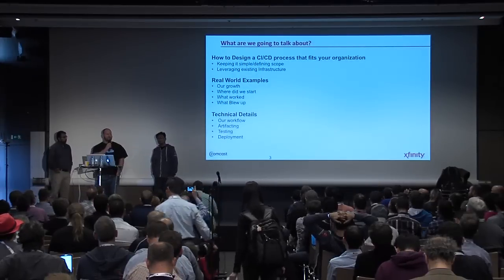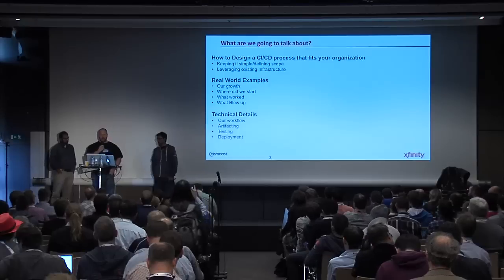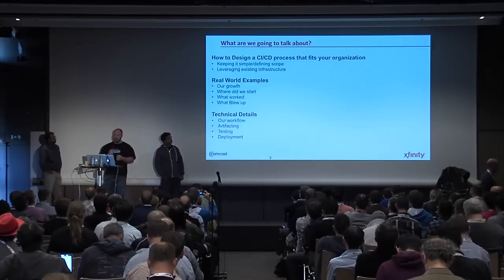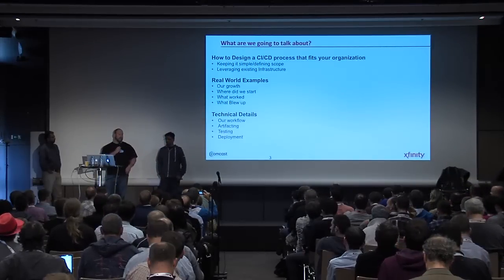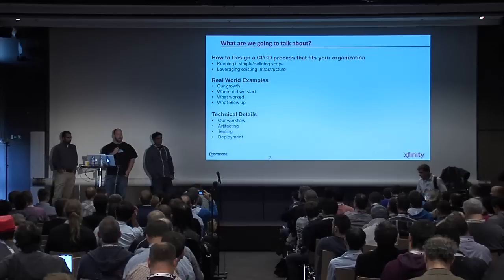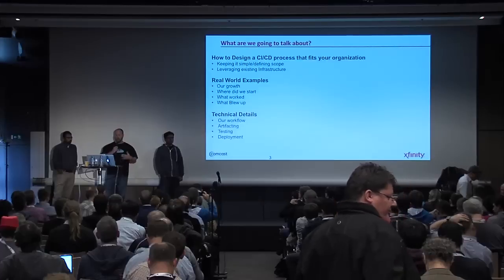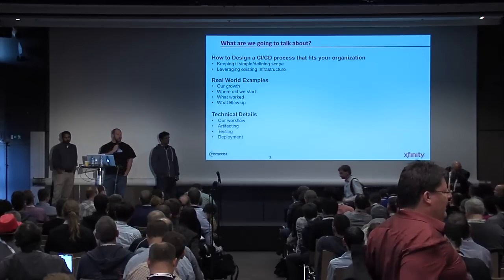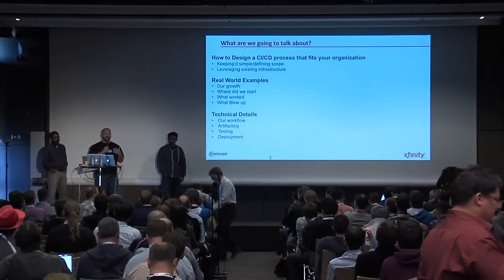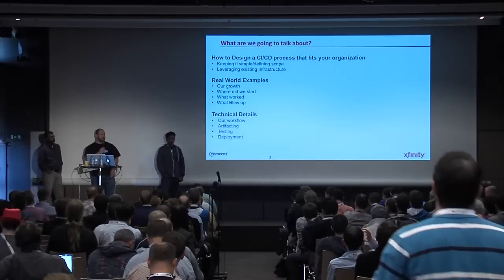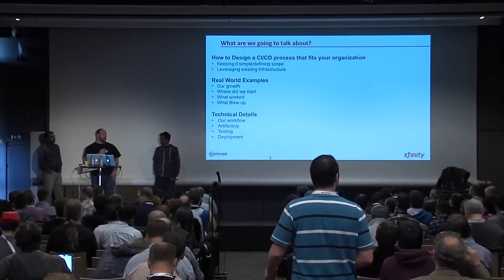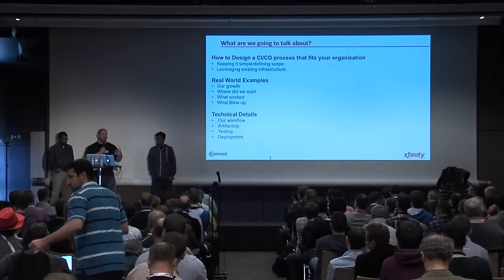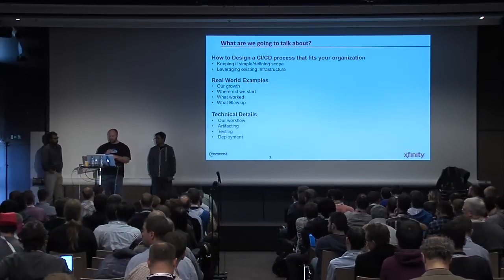So we're going to talk about three things today. First, how do you design a CI/CD process and a workflow that works for your organization? Let's give some real-world examples so you can see what it looks like and what we've implemented. It's a work in progress, and we can show you where we're going, where we've been, the difficulties we've faced, what worked really well, and what didn't. Then we'll go into some technical details at the end, drilling into architecture diagrams and more implementation details, but we're going to keep it somewhat high level to give you an introduction and let you know that you're not alone in trying to implement this stuff.